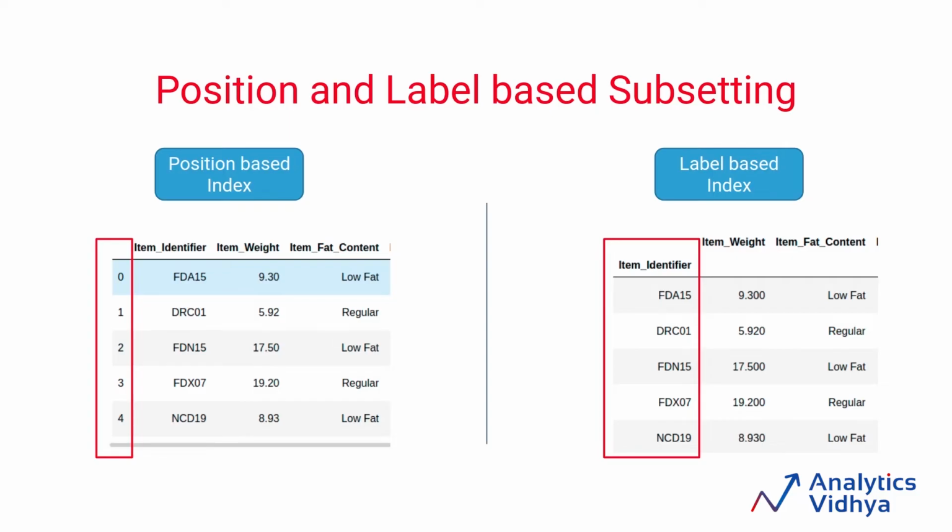We will go into each of these techniques in more details in the upcoming videos so that you have a better understanding of them. But for now, here is another piece of information. Just like we had position based index for the rows, we also have position based index for the columns. So this column item identifier has an index 0 because it's the first column. Then item weight has the position based index 1 and item fat content has the position based index 2. So this was all about what we are going to study in this module.